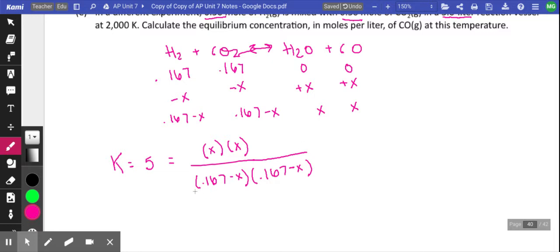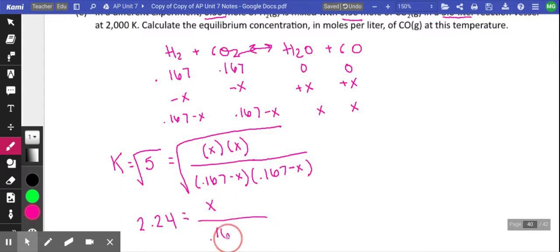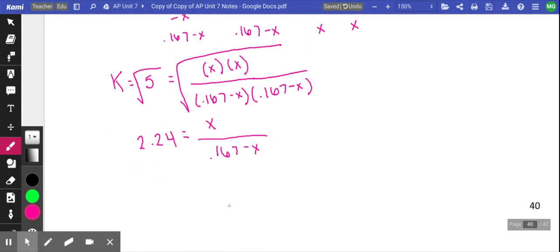So I can easily just take the square root of both sides of this equation, the square root of 5 and the square root of this right here. Square root of 5 is something along the lines of 2.24. Then the square root of X times X is X, and the square root of 0.167 minus X times 0.167 minus X is 0.167 minus X. And now it's some simple algebra to solve for my X.